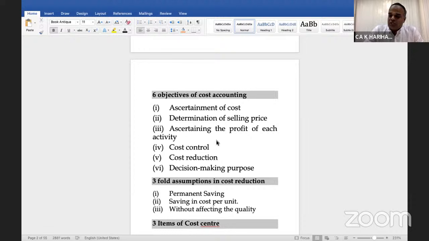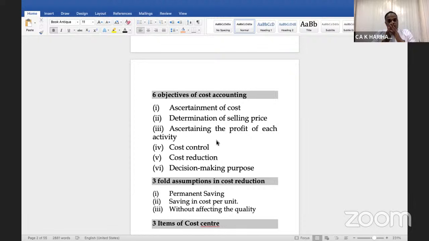Cost control represents a temporary reduction in overall cost of the product. Here, the quality of the product may get affected. Then, with respect to cost reduction, it is dynamic in nature, whereas cost control may not be dynamic, it lacks dynamism.